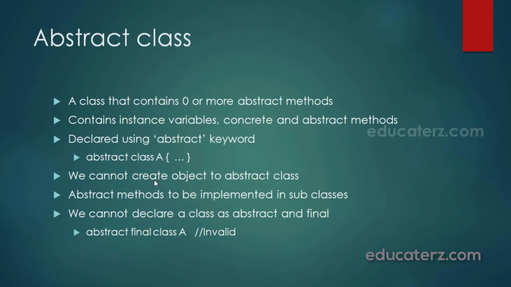We cannot create an object of the abstract class because an abstract class has abstract methods which are unimplemented, and JVM cannot estimate how much memory to allocate to those particular methods. So that's the reason we cannot create an object of an abstract class. And abstract methods are to be implemented in the subclasses.